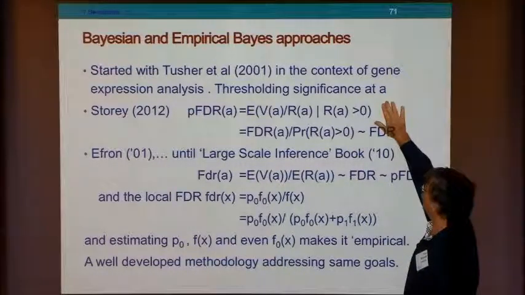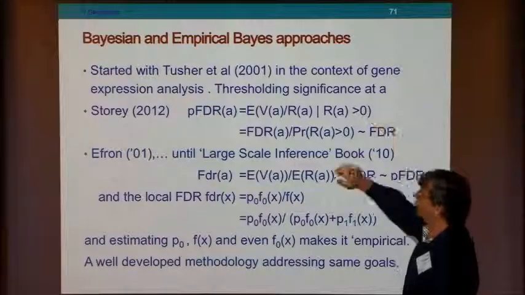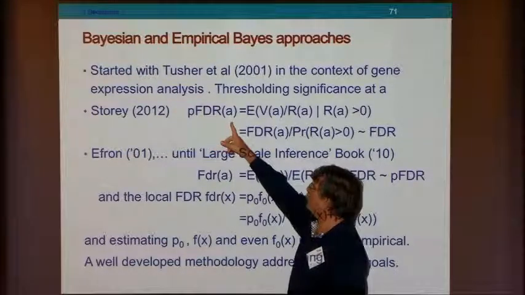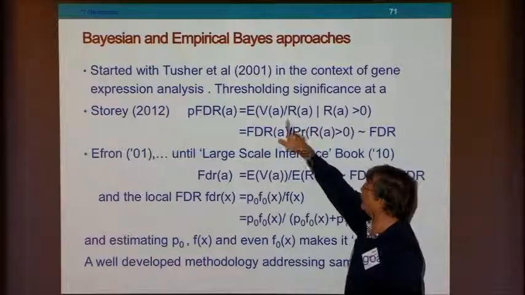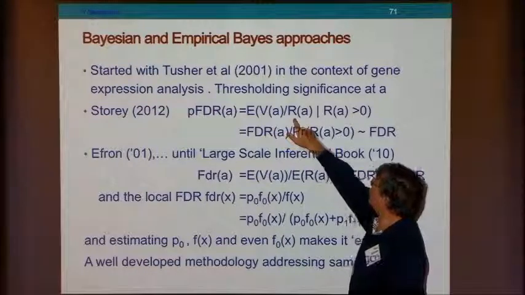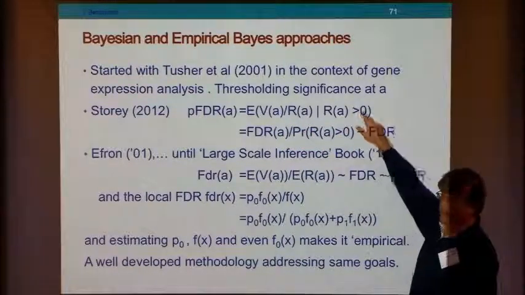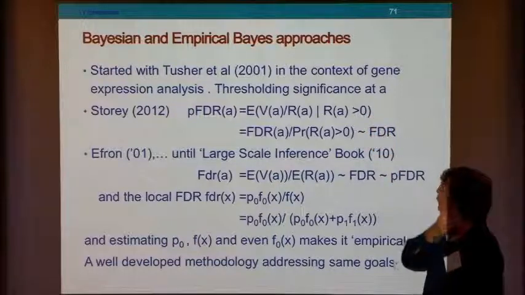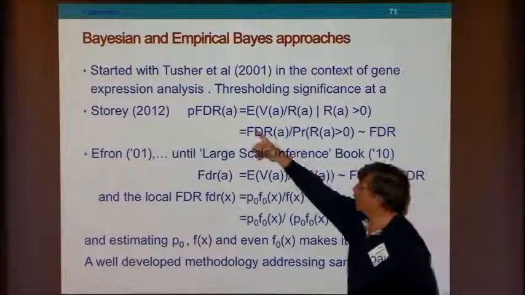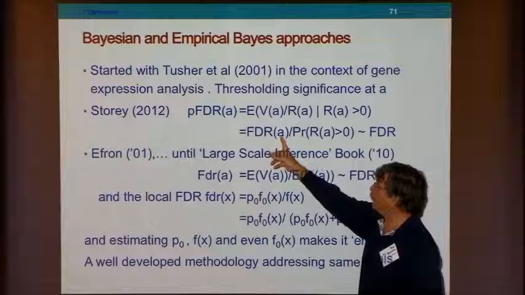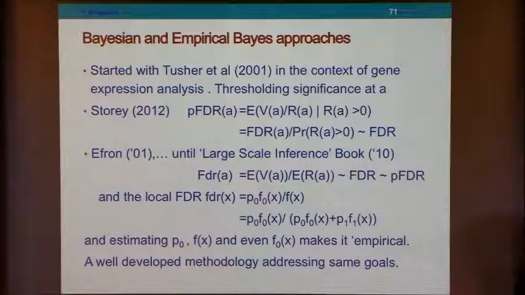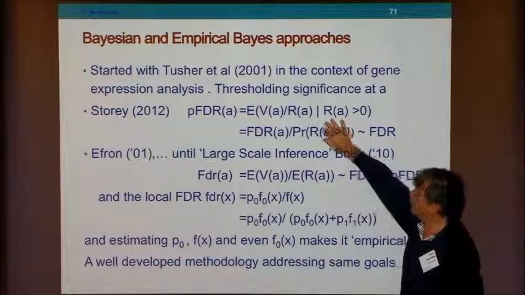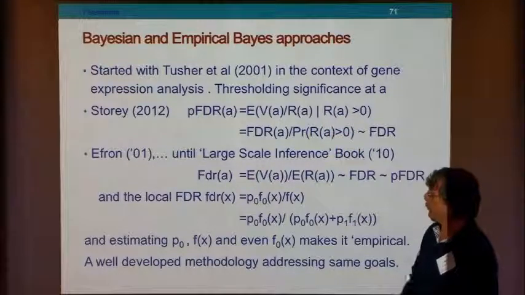If you threshold the significance at some A, then you can define the positive FDR, which is the expected value of V of A divided by R of A. So this is the proportion, given that you have rejected something. So this is the conditional, the positive part that appears. And so it is almost FDR if you threshold at A, divided by the probability that you will reject something. And in large problems, this is approximately the same as FDR, but this cannot always be controlled.